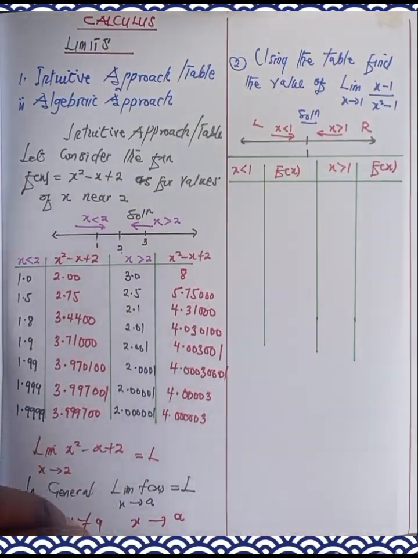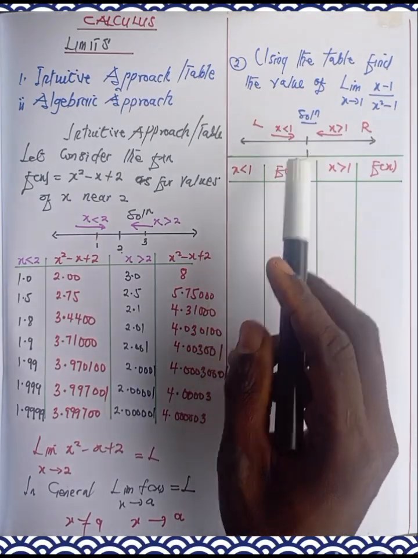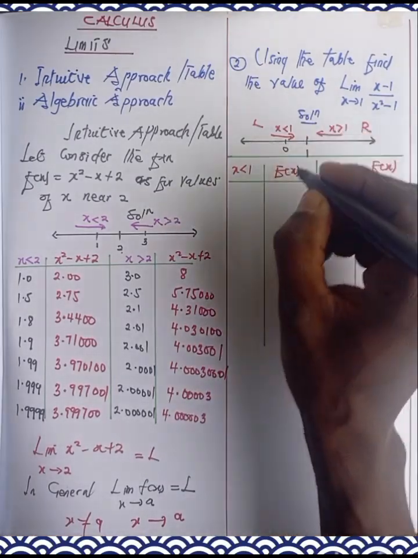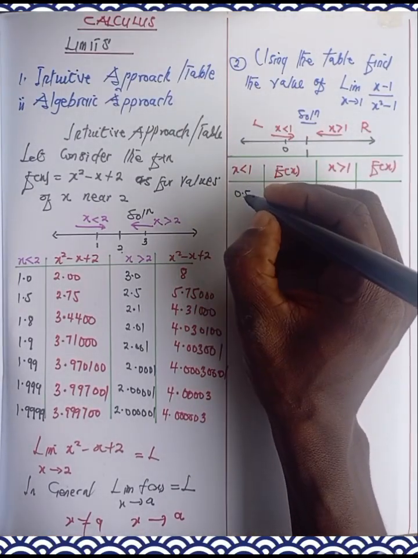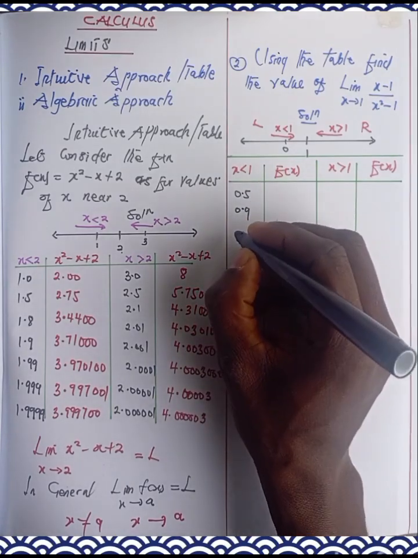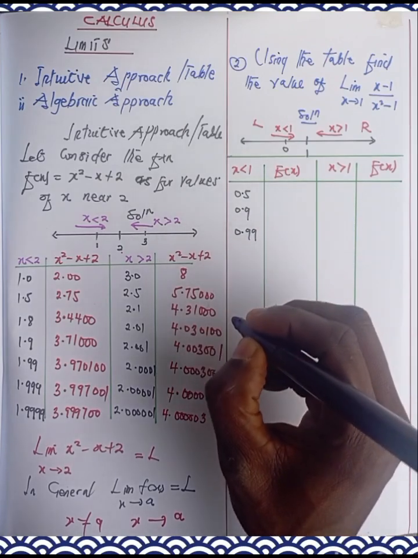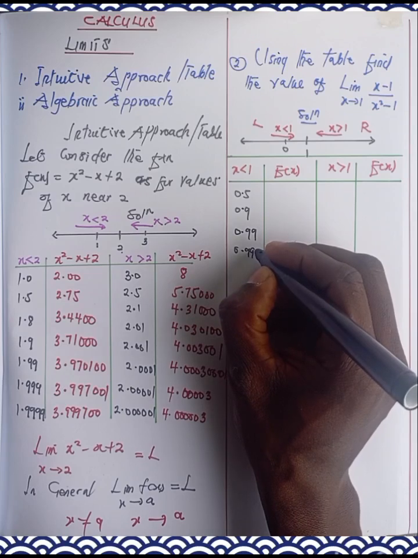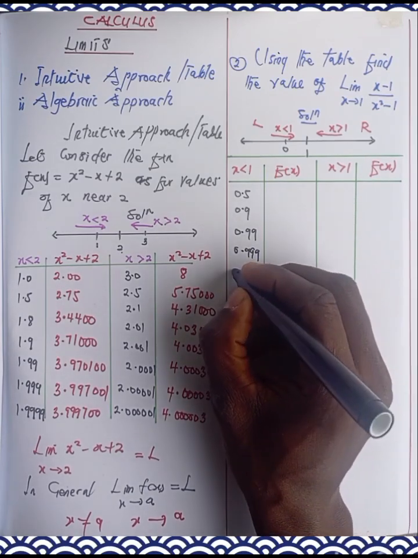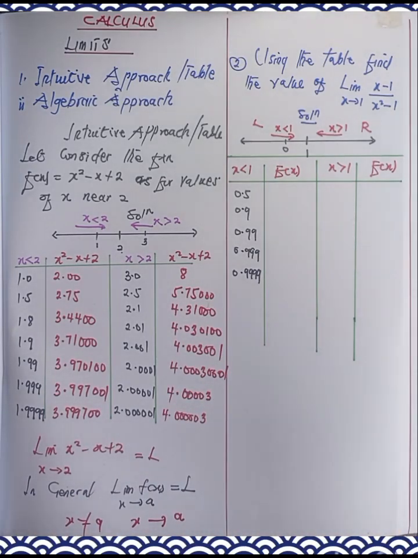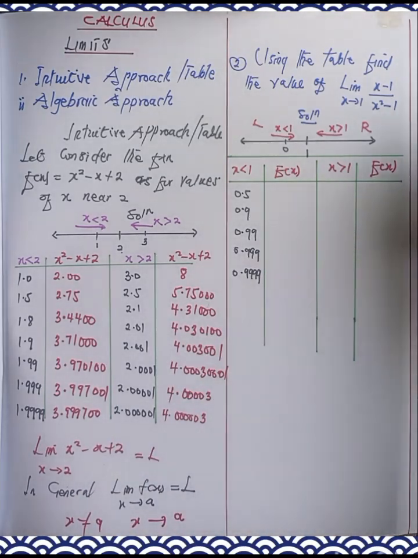So for the values of x approaching 1 from the left, we have 0.5. We can also get 0.9 approaching 1 from the left. We can also get 0.99, 0.999, 0.9999, and so on.